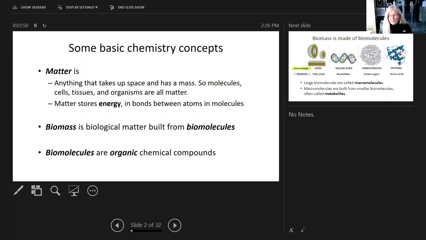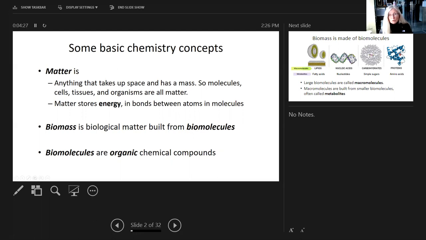What's important to know about matter is that matter is composed of molecules. Molecules are combinations of atoms. Atoms are held together in molecules by bonds. There are many different types of bonds, which I won't review, but just realize that when atoms come together and form bonds, energy is stored in that matter. And generally, the larger the molecule, the larger the matter, the more energy is stored in that matter. So with that in mind, that's where we're going to go with this.